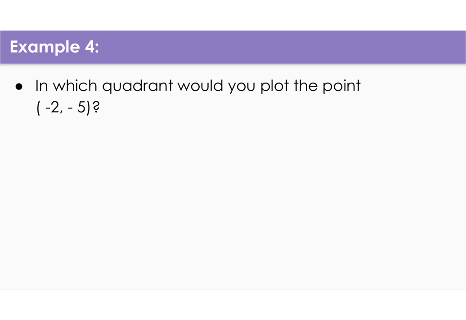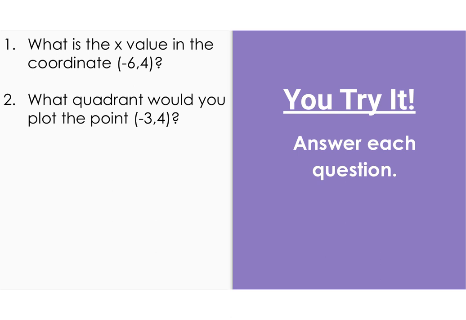So where would we plot this point? You know what? You can draw the coordinate plane if you need to. We're always going to start at the cross. I'm going to go to the left 2 and down 5. So that would be in my quadrant 3. Okay, your turn. You try it.